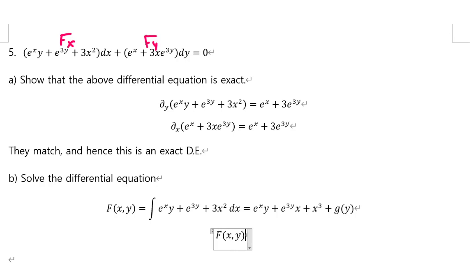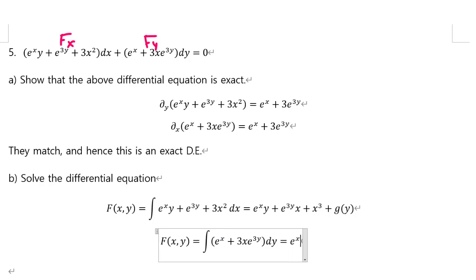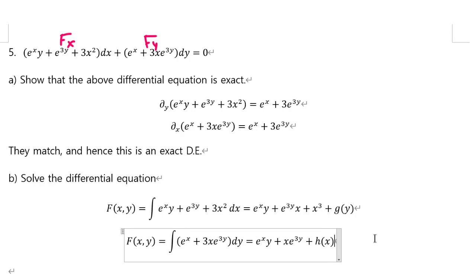F(x, y) must also be the integral of the second part by y, and if you integrate e to the xy by y, that's e to the xy, plus if you integrate e to the 3y, the chain rule says 1/3 should come up, canceling this 3, so you're going to have x times e to the 3y, and then plus some function of x this time for the same reason.